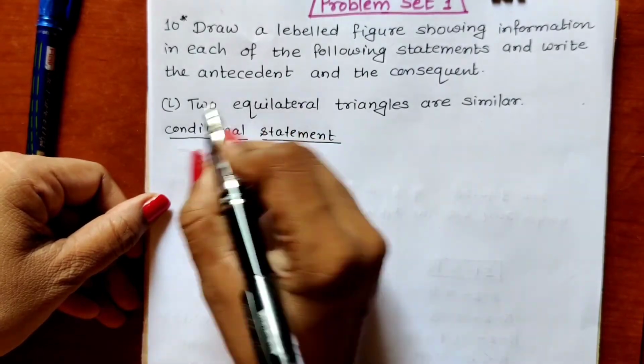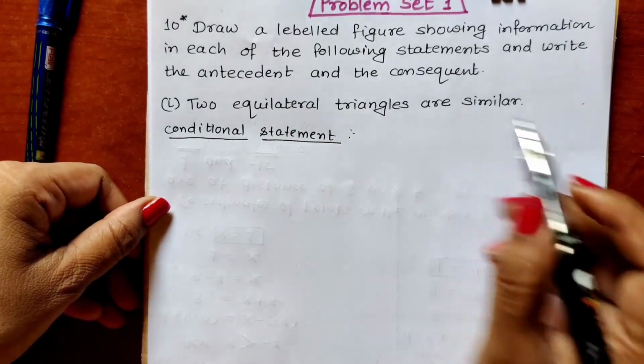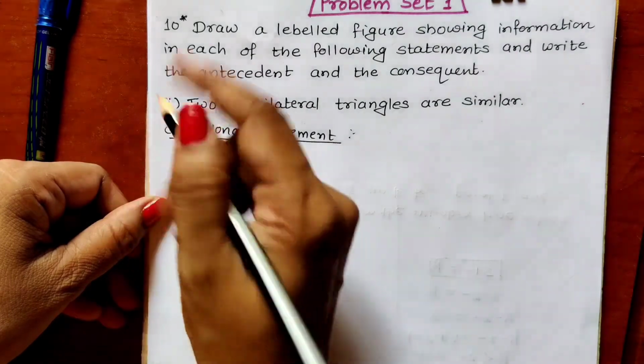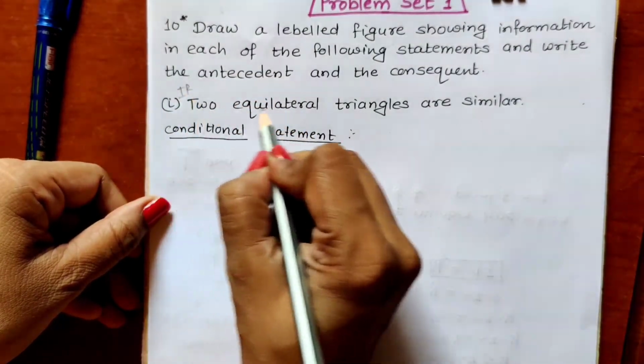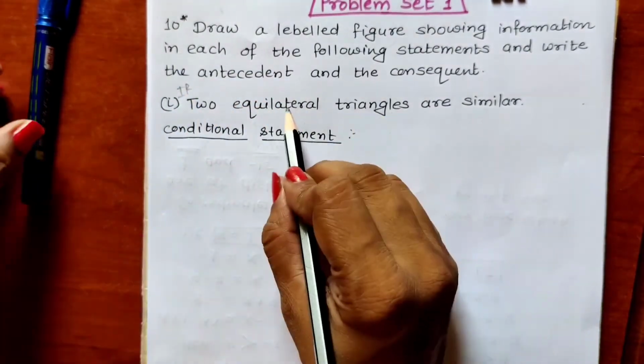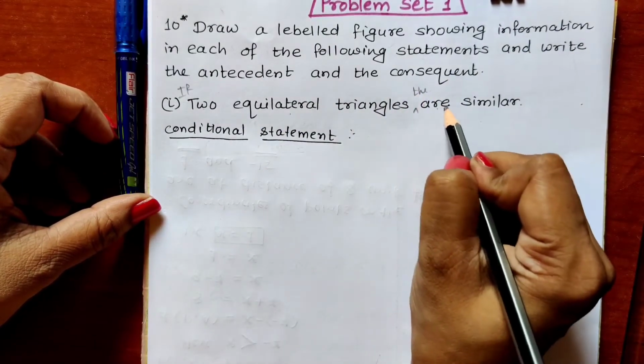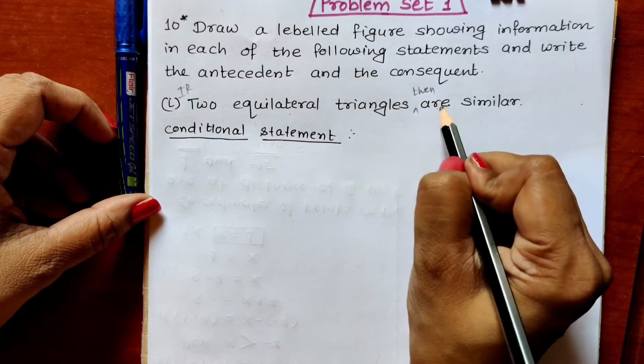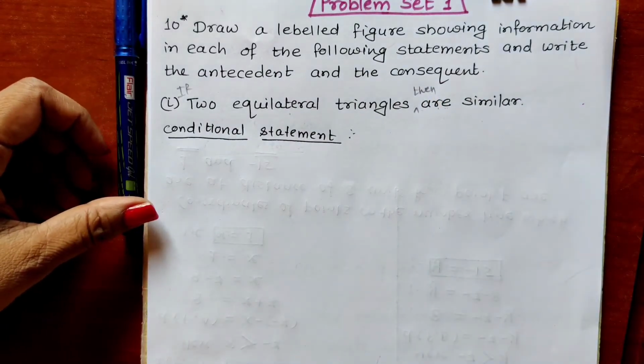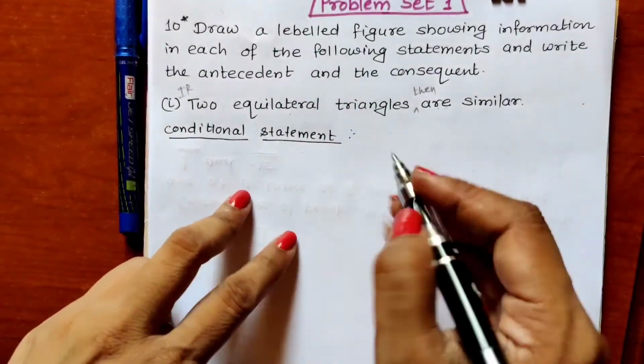See children, how will you write this statement into conditional? We all can write it in if-then form. If two triangles are equilateral, and before the helping word, we can write then. So how can we convert it into the conditional statement?